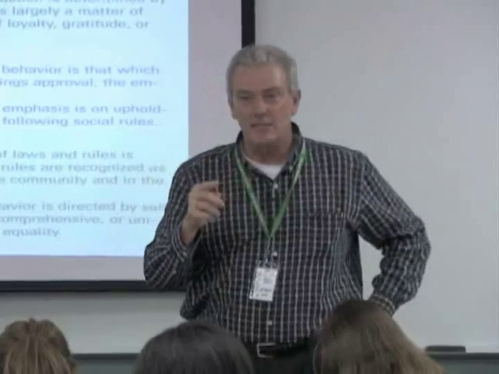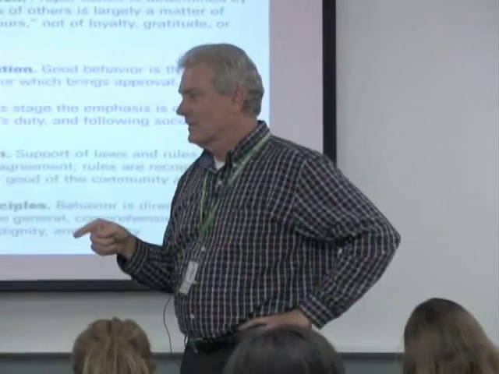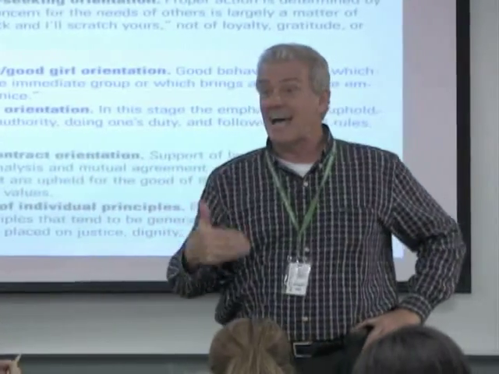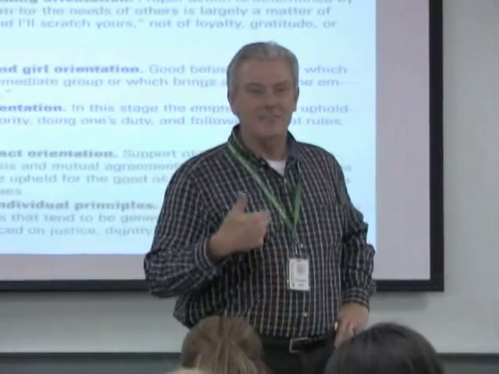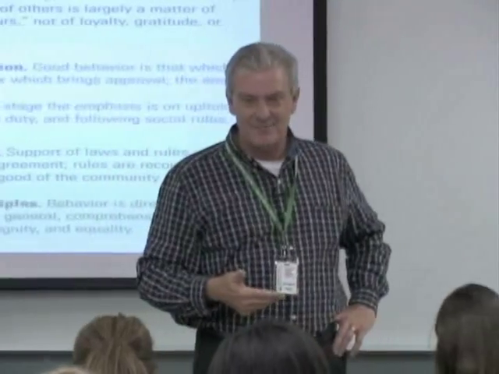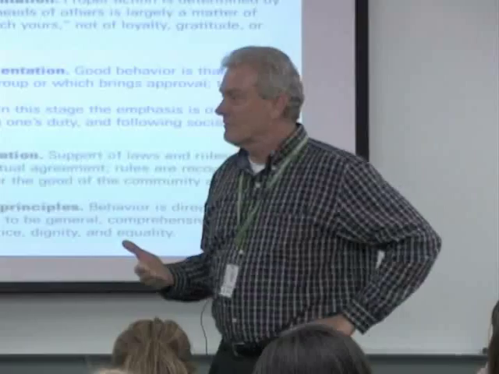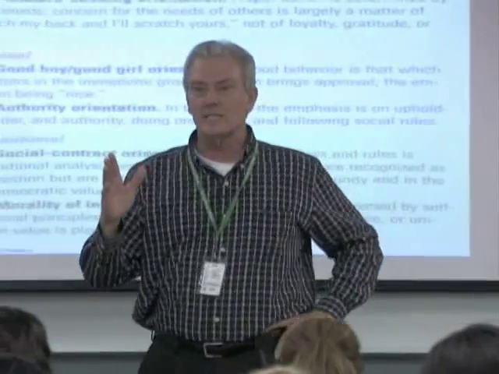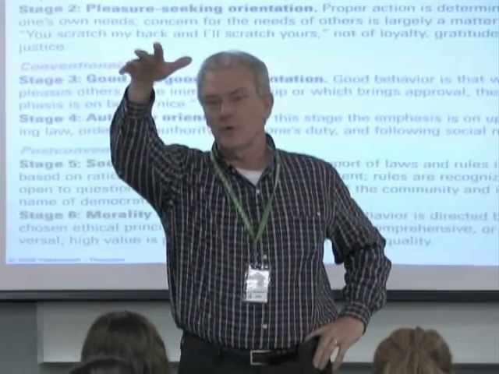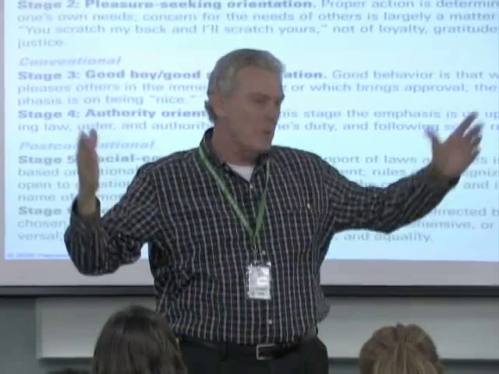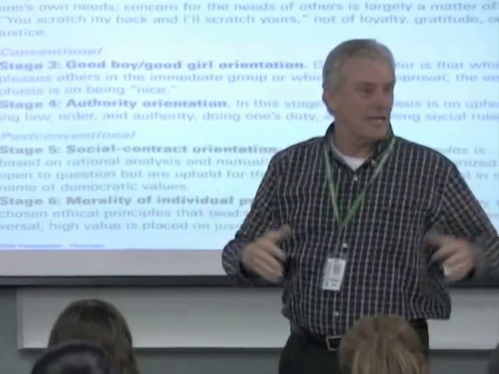Stage 2. Stage 2 is basically you scratch my back and I'll scratch yours. It's a pleasure-seeking orientation. Kohlberg originally called it, I want you to listen to this, naive instrumental hedonism. Doesn't that sound like fun? Naive instrumental hedonism, because you're going to do something for me and I'm going to do something for you. So a little girl that's 5 or 6 years of age, or a little boy may say to Mom, "Mom, I'll take out the trash if you give me 50 cents." Okay, well, we're operating at stage 2.